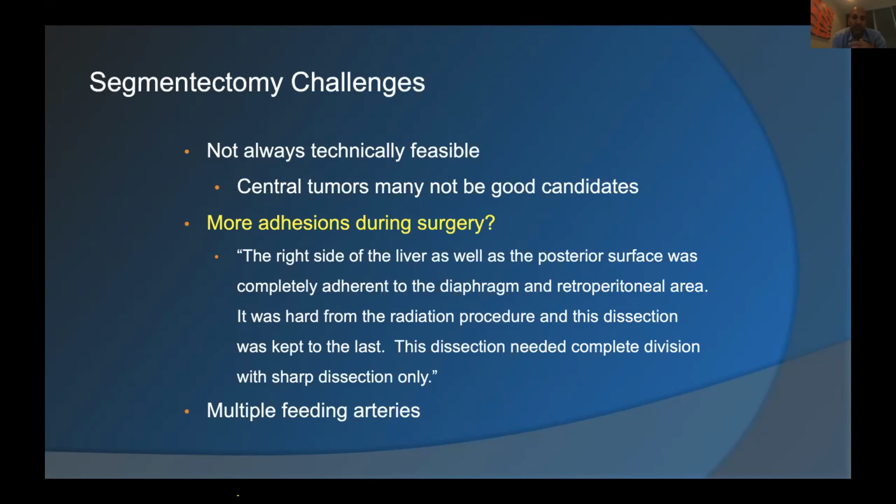And the third thing is multiple feeding arteries. We've all seen this. Anyone doing hepatic arterial therapy has seen that not necessarily one vessel feeds one tumor, right? Especially the bigger or more infiltrated tumors. What happens if you have 2 arteries feeding a tumor, or 3?